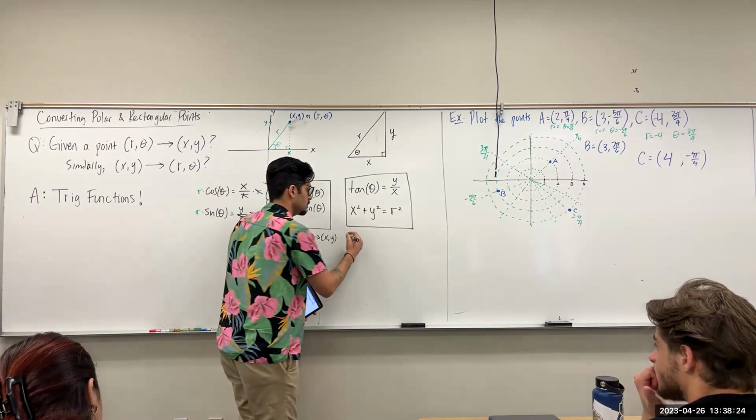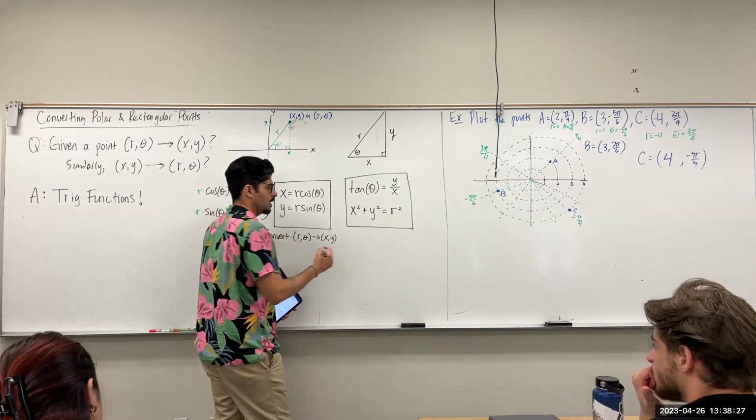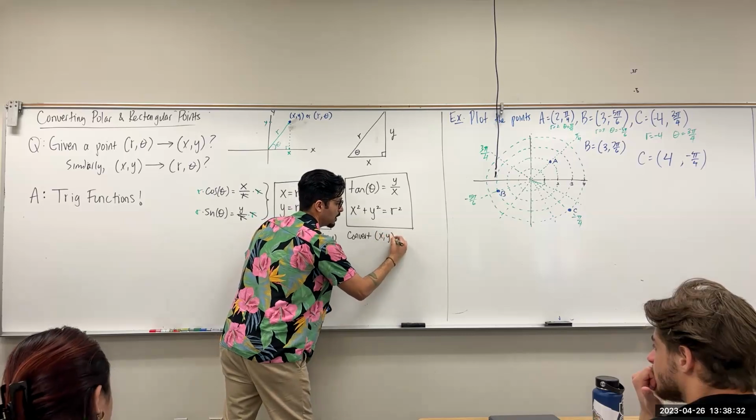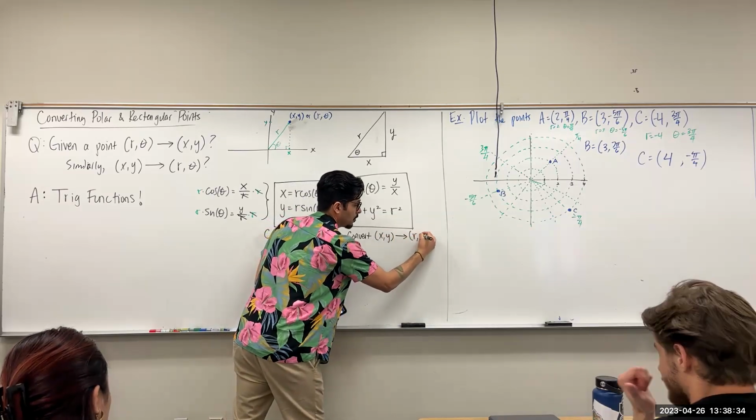Can you remove the tan to get just the angle? Yeah, I'm going to talk about that a little bit. So this will help you convert from x, y rectangular to your polar coordinates.